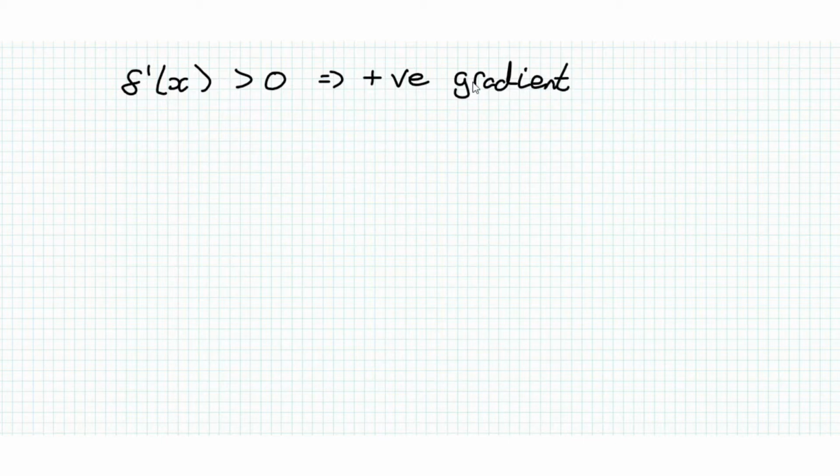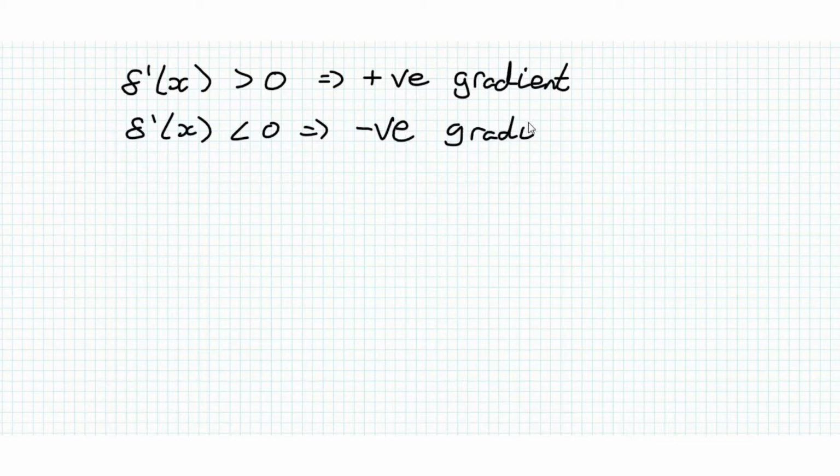Now we're going to think about different values of f dash of x and see what that tells us. If f dash of x is greater than 0, well, remember this represents our gradient, so that just means that we've got a positive gradient. And similarly, if f dash of x is less than 0, this implies we've got a negative gradient.